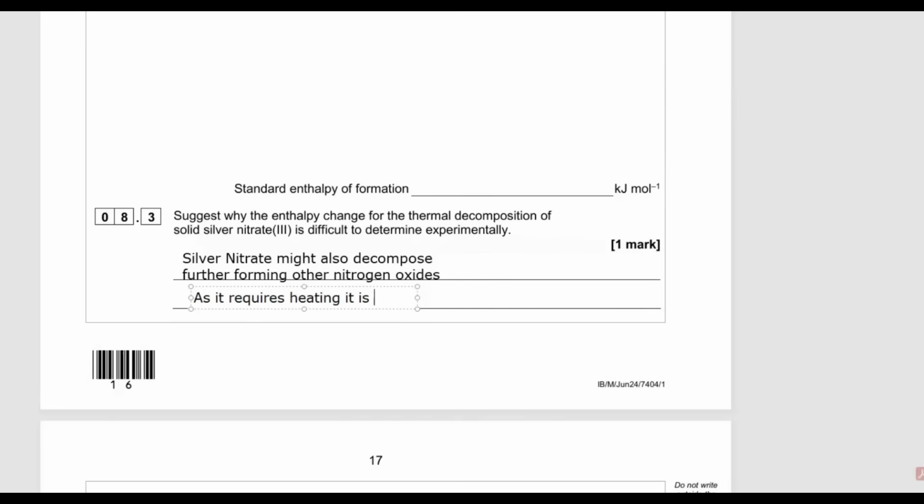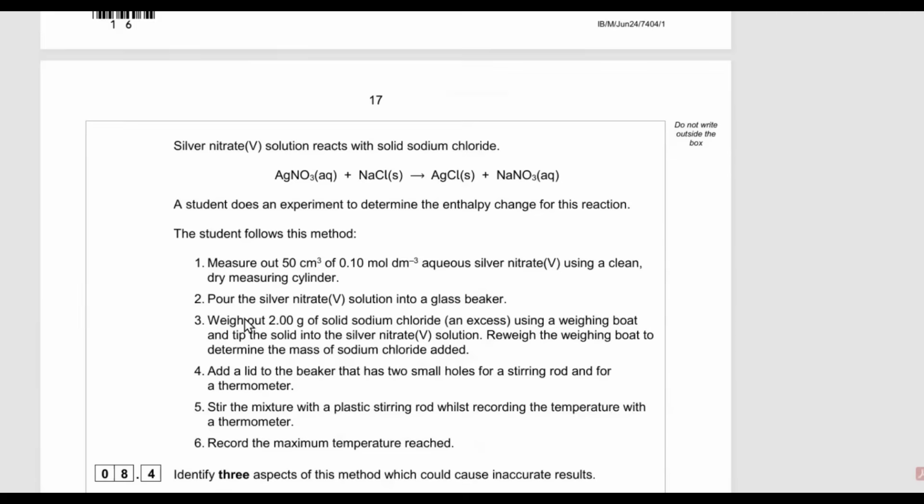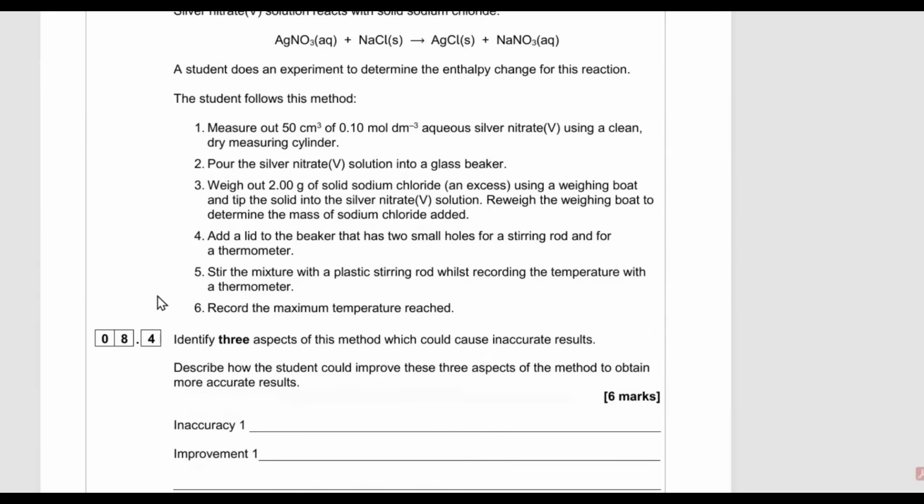How much heat are you putting in as related to how much heat is being absorbed and that kind of stuff. So to work out the temperature change for this reaction accurately is pretty difficult because it's a thermal decomposition reaction, and so it requires heating in order for the reaction to happen. So they're pretty difficult to work out experimentally. Okay.